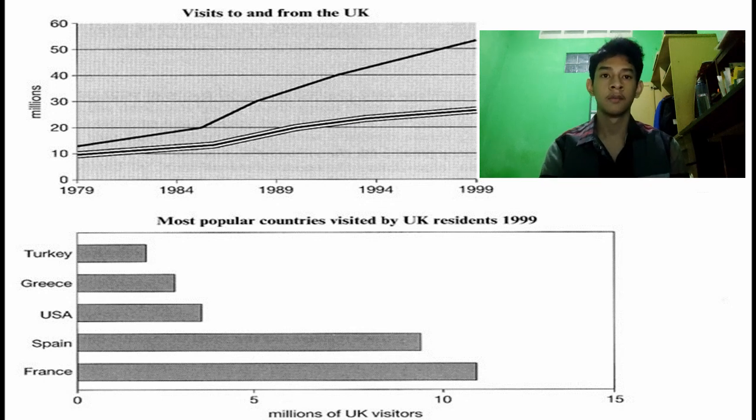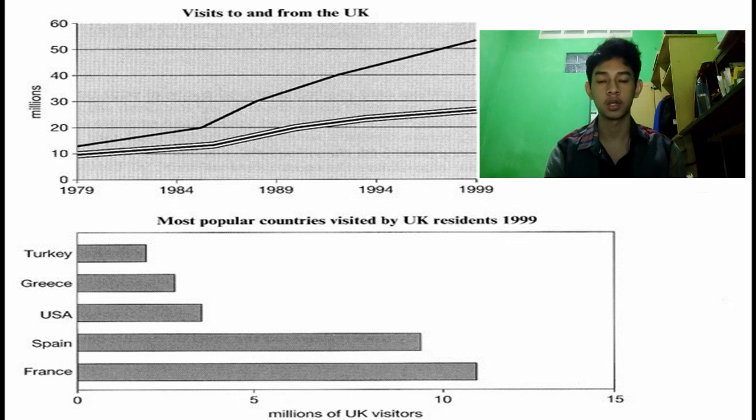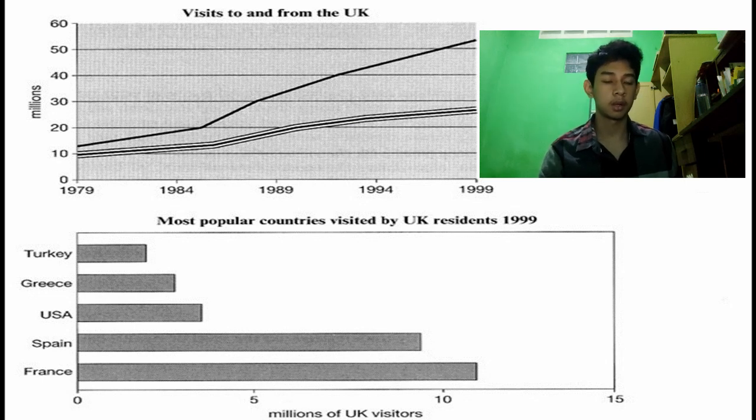The second chart, which is the bar chart, describes the number of popular countries visited by UK residents in 1999. From the list, Turkey had around 2 million visits. Greece had about 3 million visitors, and USA had 4 million visitors respectively. Spain was visited approximately around 9 million, followed by France, over 10 million visits.